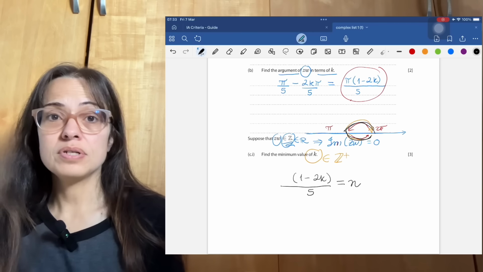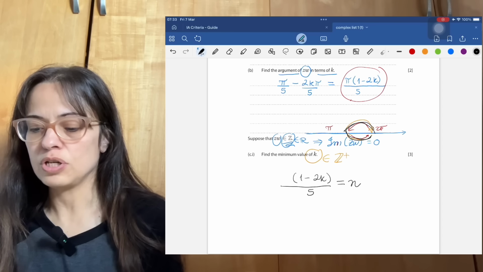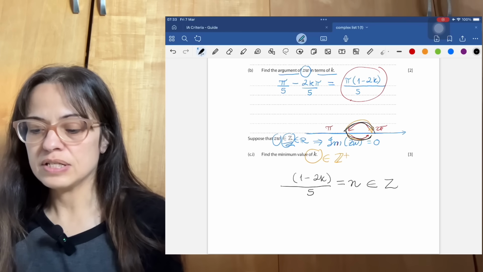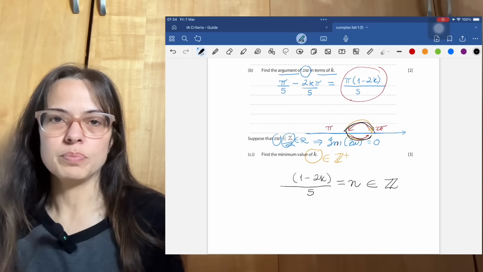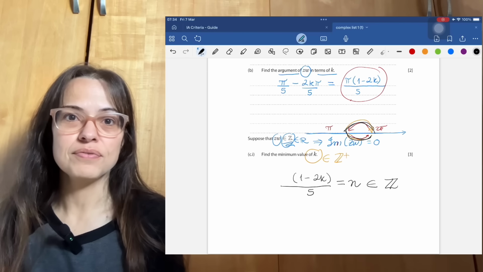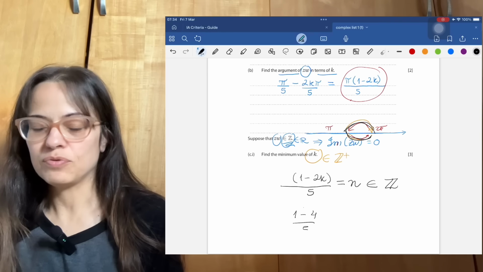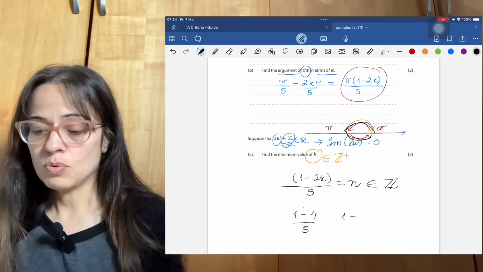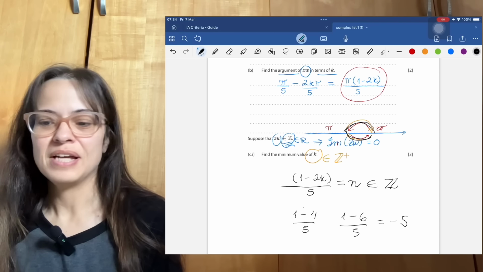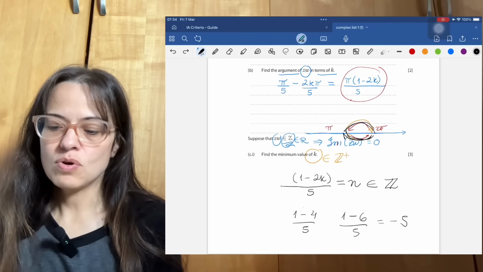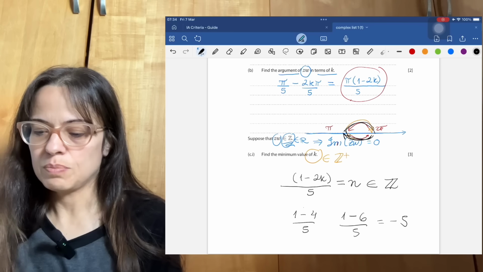And now I want the smallest positive value of k that makes this expression equal to n, which is an integer number. So k equals 1 doesn't work because it would be negative 1 over 5. And k equals 2 also doesn't work because it would be negative 3 over 5. But I think k equals 3 works because then, yeah, negative 1 is this angle, which has imaginary part equal to 0. So that is my answer.